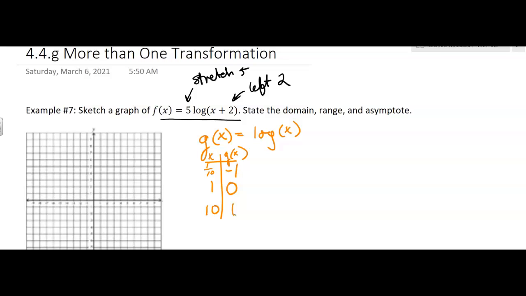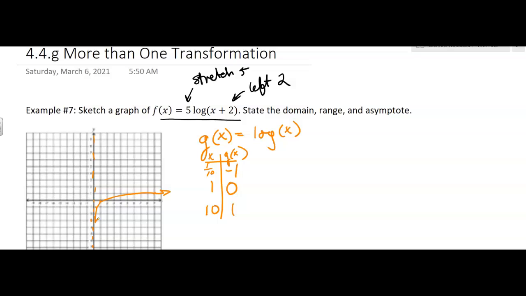Let's graph that and see what it looks like. Here's the asymptote. And then we're going to have 1/10, which is just a little bit to the right of the asymptote, at -1. And then we're going to go through (1, 0), and then (10, 1). It's going to look like that. I'll try to do a better job drawing this.